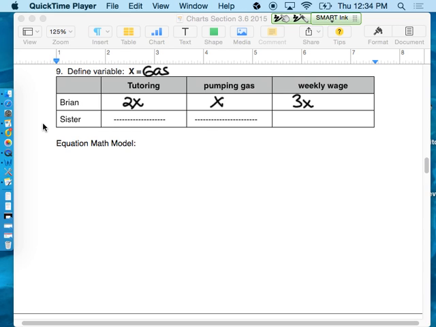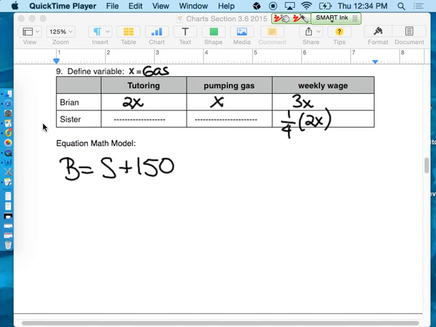And then we're comparing this to his sister. So his sister earns 1/4 as much as Brian does as a tutor. So I really don't have information about tutoring or pumping gas, but I will say that her weekly wages, she earns 1/4 as much as he does at his tutoring job in a single week. And then they give me a condition that links the amounts together. Brian's total weekly wages are $150 more than that of his sister. So my equation math model would be Brian equals his sister plus 150.